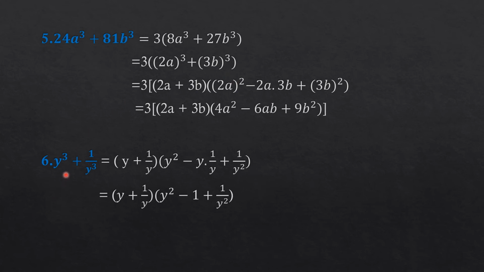Example number 6, y cube plus 1 upon y cube. Now these two terms are complete cubes. y cube is the cube of y and 1 upon y cube is the cube of 1 upon y. So write in first bracket y plus 1 upon y. In another bracket, now square of the first term, this is the first term, its square is y square. Then take minus sign and product of these two terms, that is y into 1 upon y, plus 1 upon y square, is equal to y plus 1 upon y in another bracket y square minus 1 plus 1 upon y square.